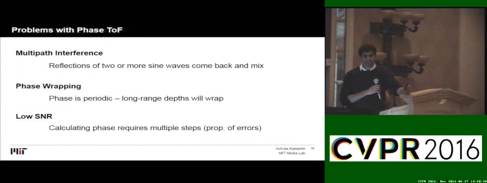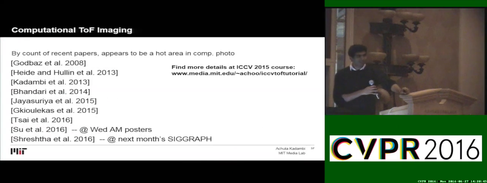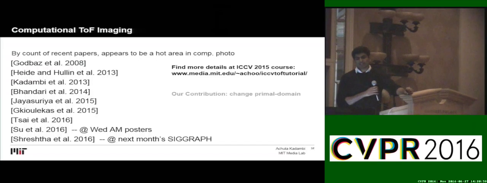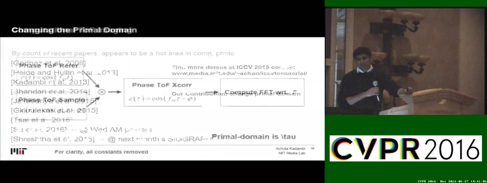But the challenge is that with existing phase TOF, you have these problems of multipath interference, phase wrapping, and low SNR. Right? Multipath interference is that problem I mentioned in the beginning where you have a glass slab in front of those boxes. You get reflections from both objects. Computational TOF imaging has been one of the most exciting areas, in my opinion, in computational photography. I think there's like 30 papers in the last few years. Many people have attempted to solve these problems using various techniques, but typically their common element is they use the same primal domain. They use the same architecture of the Kinect, which is they sample different correlation shifts. And so we're going to try to change that.